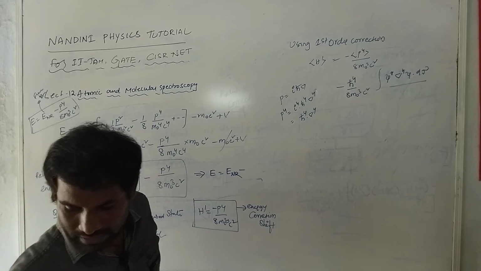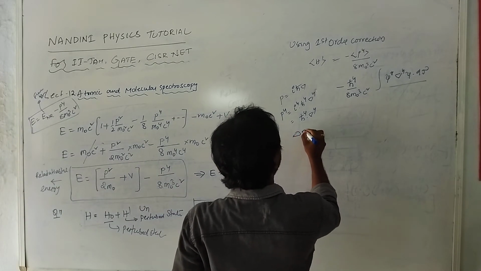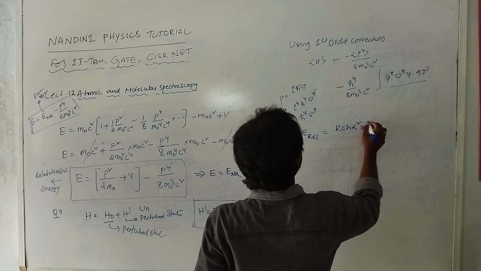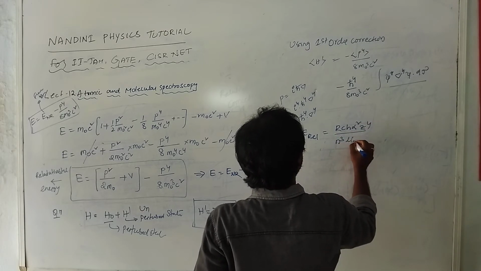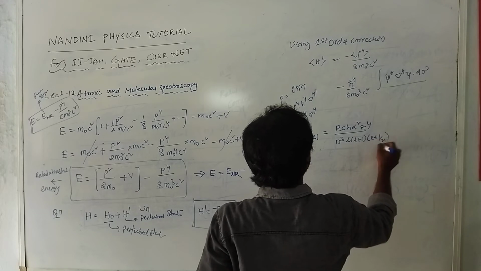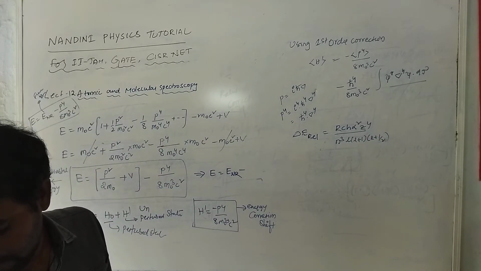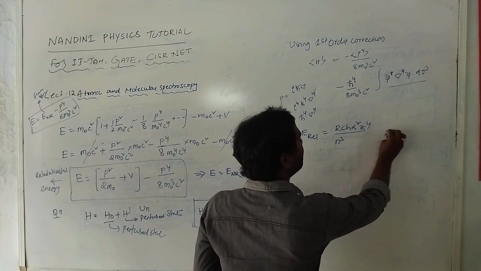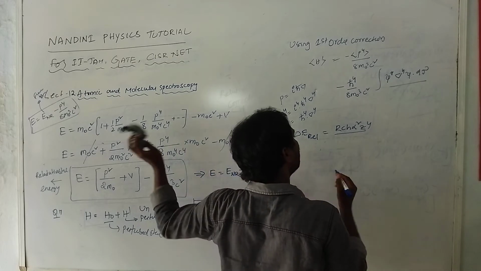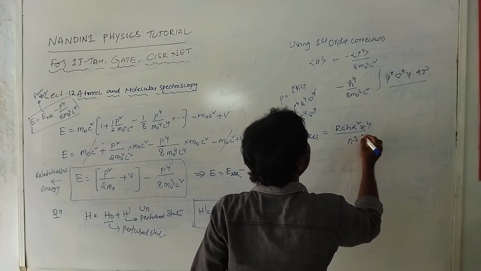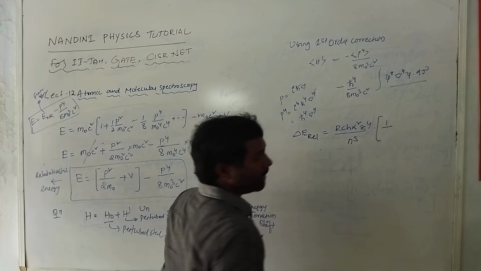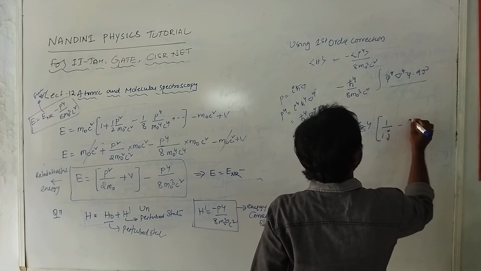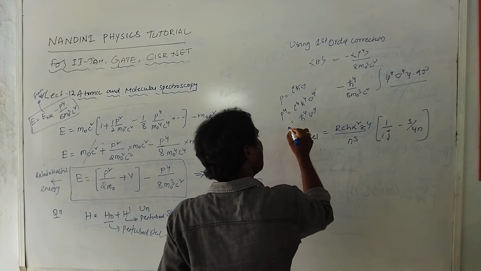This equation is delta E relativistic equal to RCH alpha square Z power 4 by n cube, L into L plus 1, L plus half. Otherwise, no need to write L plus 1, L plus half, because it is already proved in the previous session. That's why simply take n cube into 1 divided by L plus half, which is the j value. So this is called j minus 3 by 4n. This is the term.